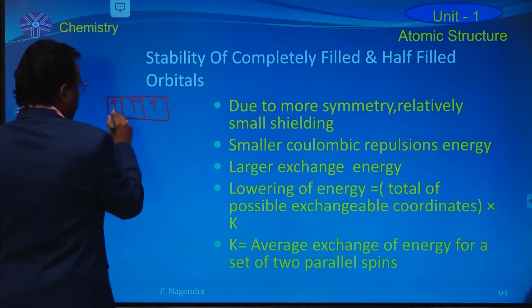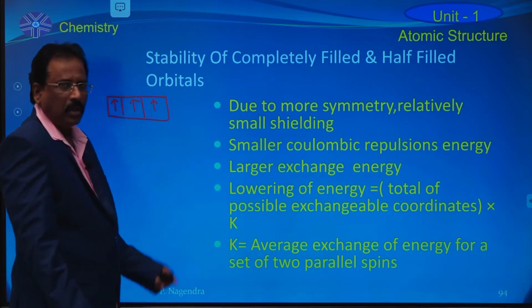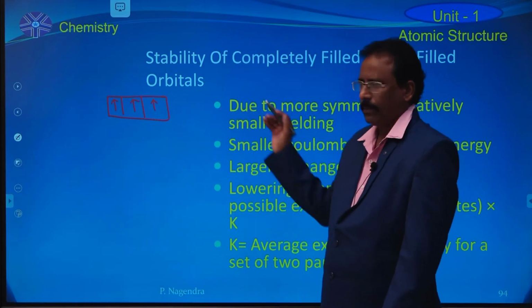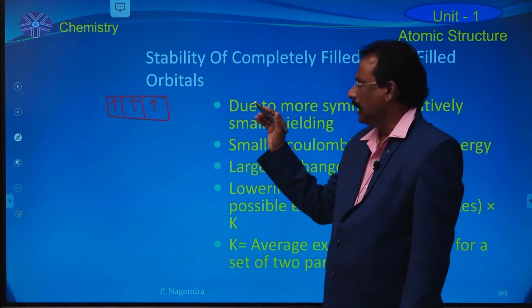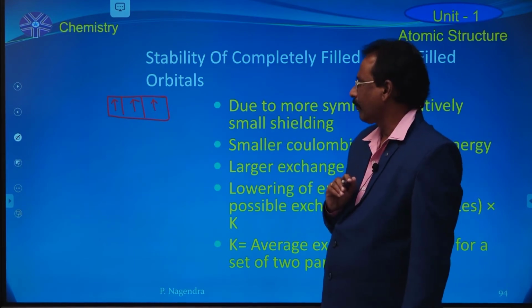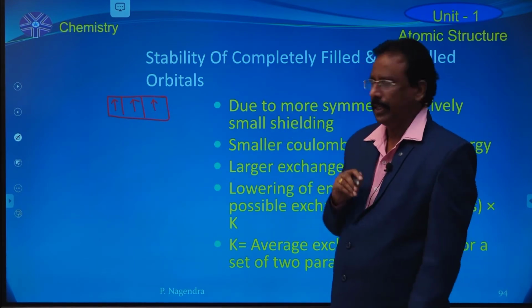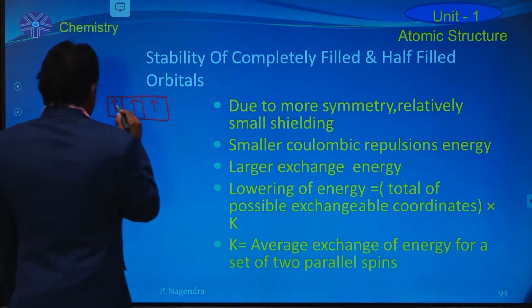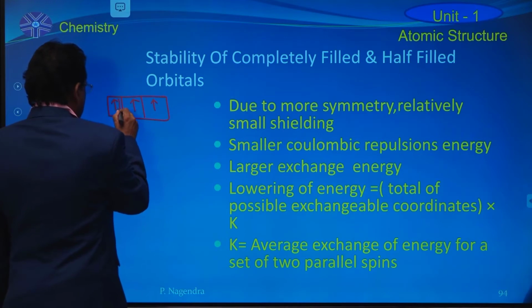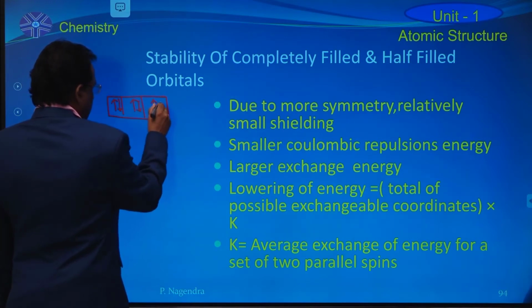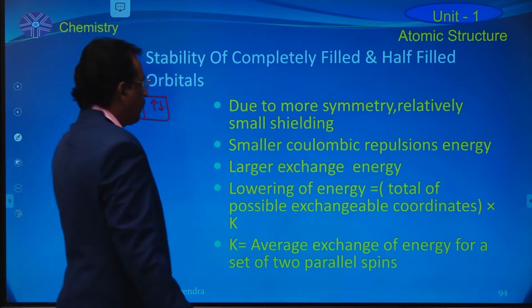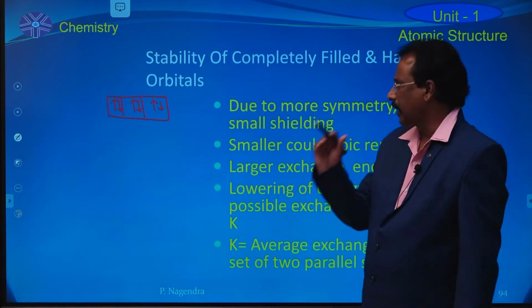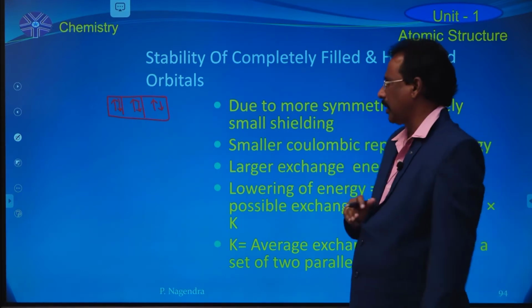This is the meaning of symmetry. Symmetry means all the electrons are in the same spin, that means clockwise spin. If it is completely filled, then in each orbital spin is balanced. That's why, when compared with the half filled configuration, the completely filled configuration is more stable.